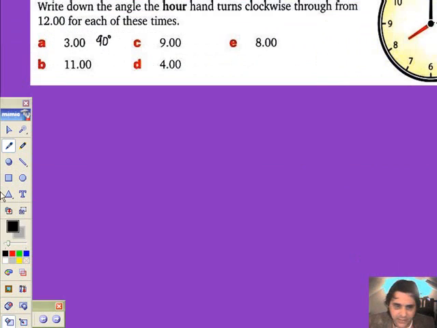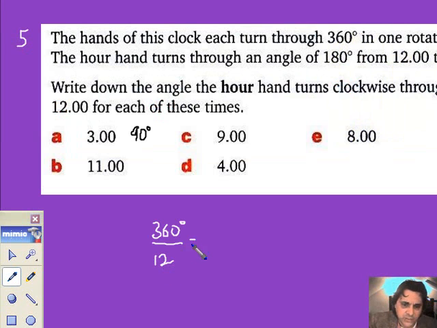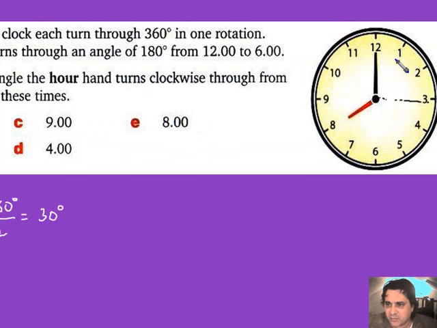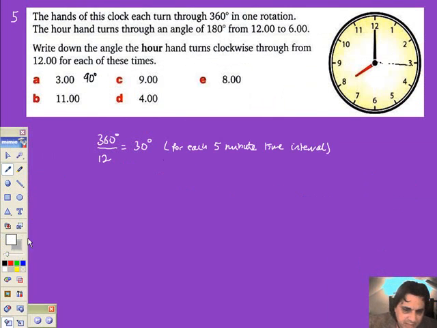Let's just do a quick calculation here. It's not 360, it's not a full turn. Now look, we've got 360 degrees and we've got 12 whole hours. So 360 over 12 hours, that's 30. So every 5-minute block of time will be an angle of 30 degrees, for each 5-minute time interval. Right, so that being the case, let's go back to doing the time.